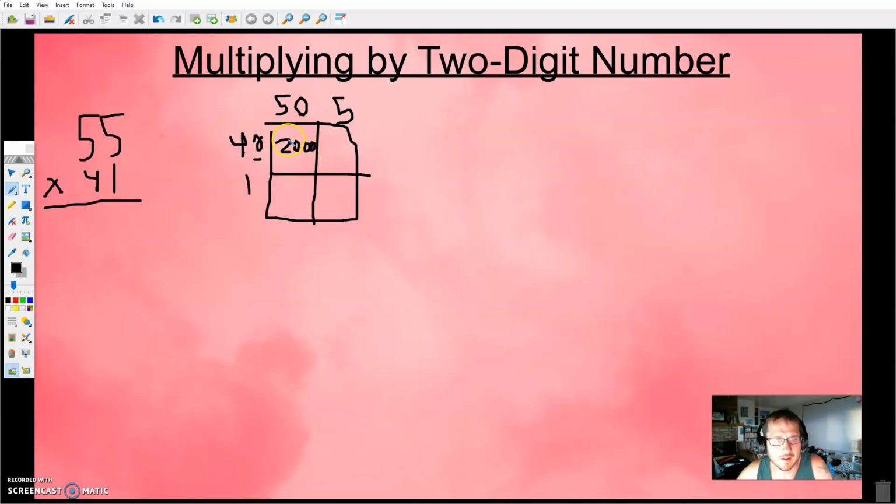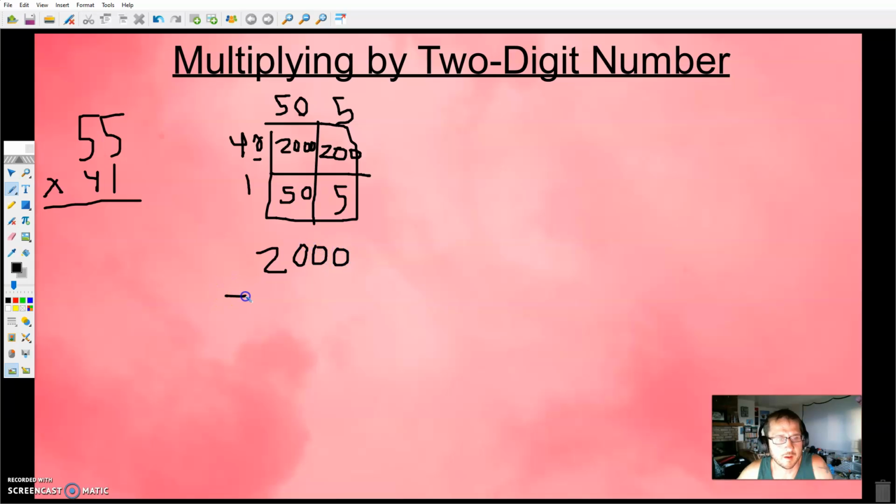5 times 40, 5 times 4 again is 20, but because I multiplied by just one power of 10, I only add one 0 for 200. 50 times 1 is 50. 5 times 1 is 5. I would then need to add all of those together.